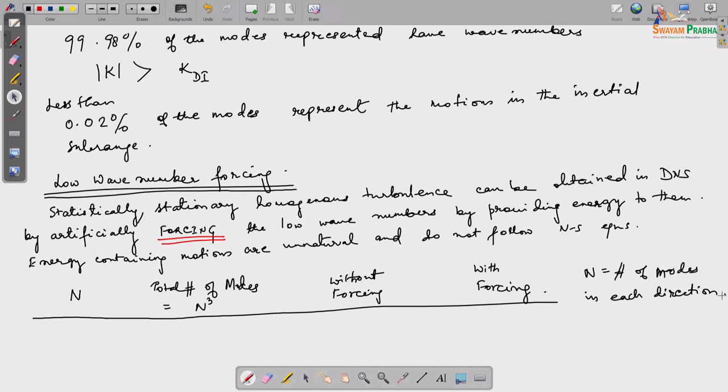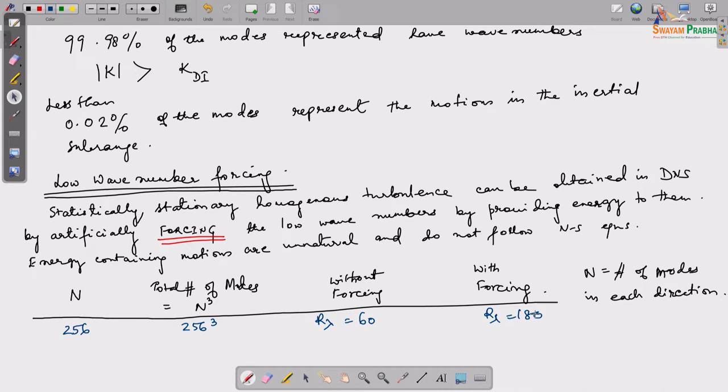So I have two examples here. Say n is 256, so the total number will be 256 cube. Without forcing, the R lambda that is reached is 60, and with forcing the R lambda is 180. This is referenced in the book by Pope, and you can look that up. This is an actual experiment that people have done, and this is a result.